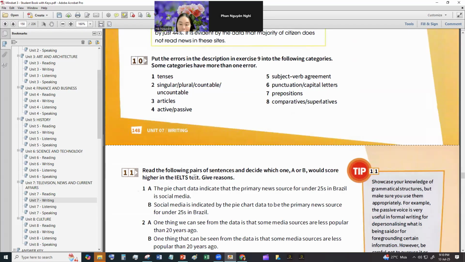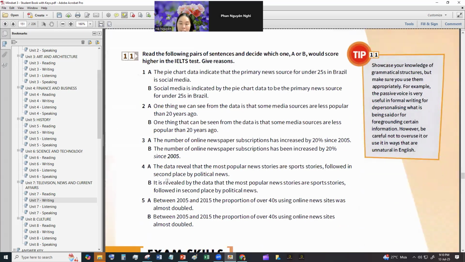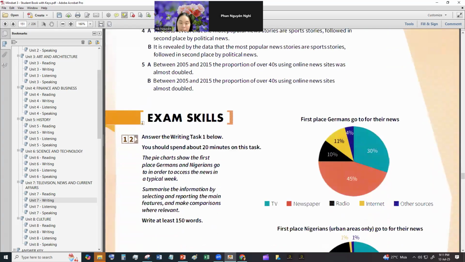Okay, so I'll just quickly explain to you. In 11, we have 5 pairs of sentences. So you read and find which one would score you higher, especially in terms of grammar, right? And you can read the explanation in the book to see why. Okay, so that's for homework.